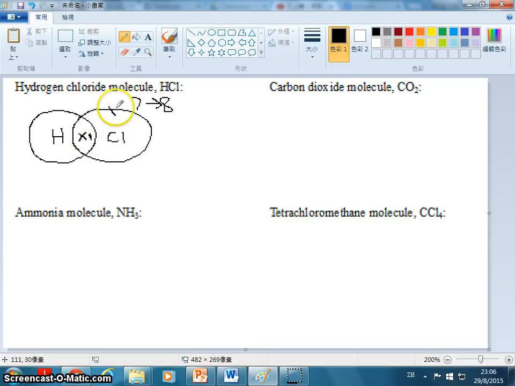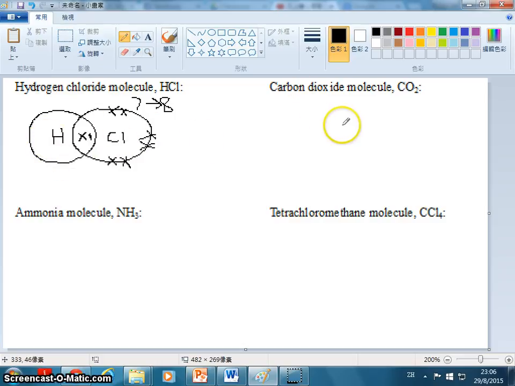Then what's next is 7 electrons minusing 1 electron. We have 6 more electrons to be the lone pairs. So this time we have 3 lone pairs of electrons in chlorine. So that is the electron diagram of hydrogen chloride.